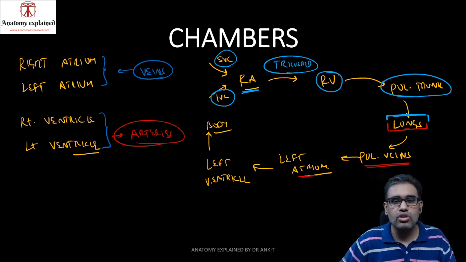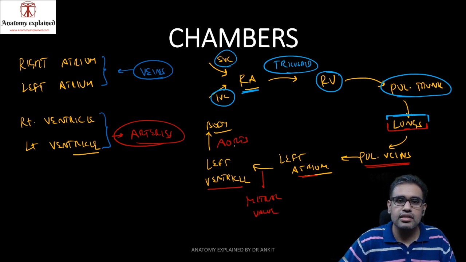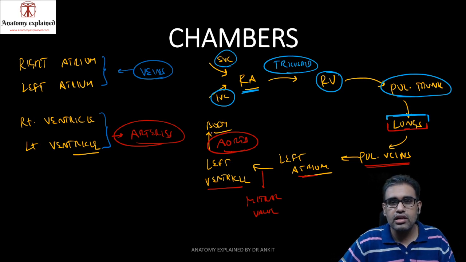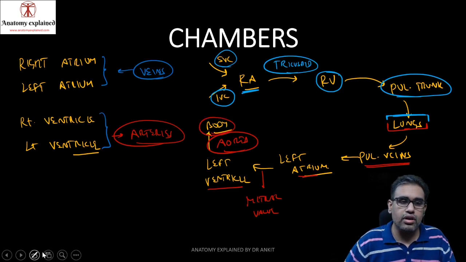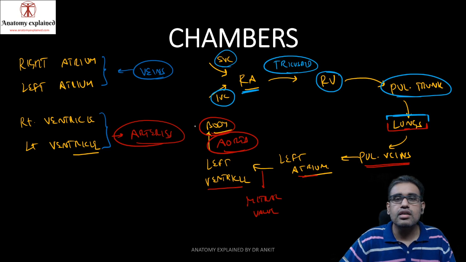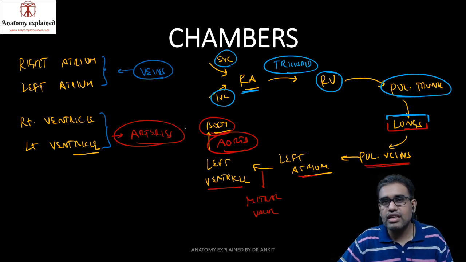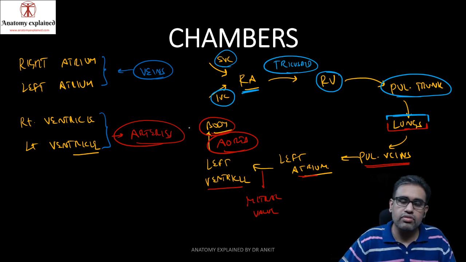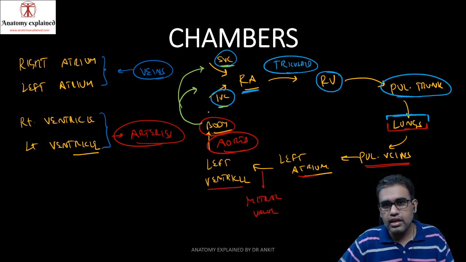From the left atrium, this oxygenated blood goes into the left ventricle via the mitral valve. From the left ventricle, the blood goes via the aorta, the ascending arch and descending aorta, throughout the whole body. At the tissue or capillary level, there is exchange of waste products and nutrients, and ultimately all that blood comes back from the upper and lower parts of the body in the form of SVC and IVC, deoxygenated again.